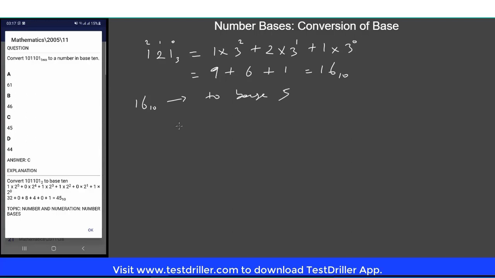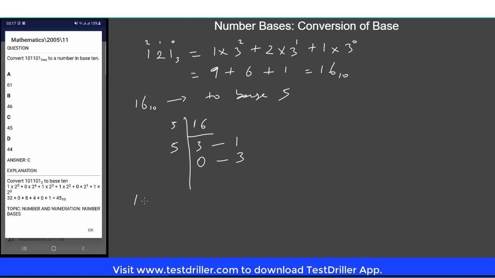So you can recall that to convert from base 10 to another base, you divide. So you take the 16, right? Then you keep dividing by 5. So you say 5 in 16, that will give you 3. And that's 15, right? So the remainder here is 1. Then 5 in 3, that's not feasible, so you say 0, and the remainder here is 3.